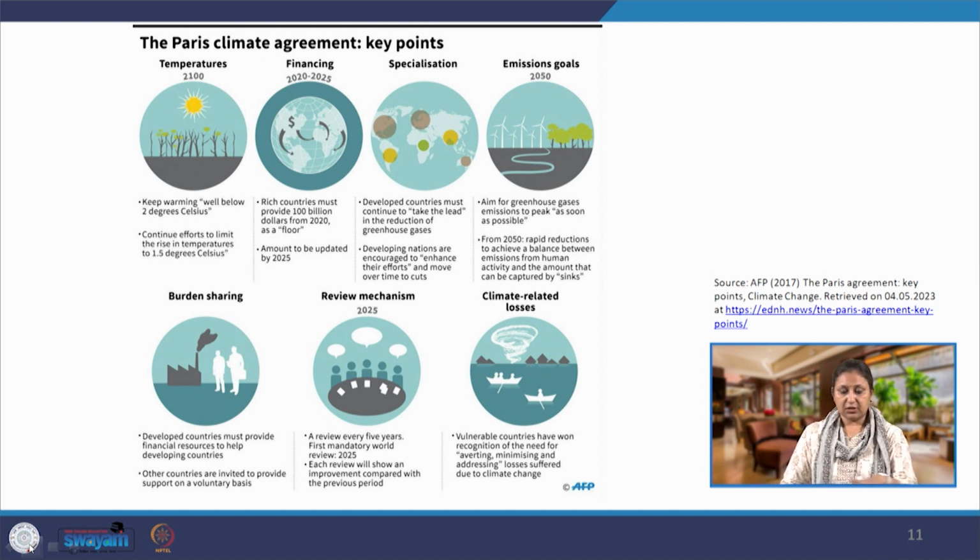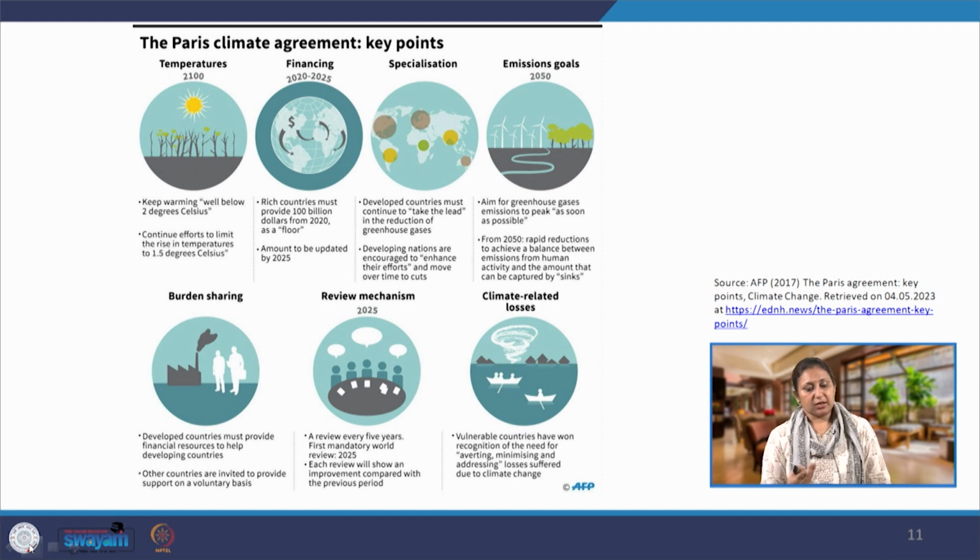So, again further going into the detail, we have already talked about temperatures, but if we look at financing, the Paris Agreement talks about the commitment from rich countries to provide $100 billion from 2022 as a floor to start the activities, and the amount will be updated by 2025. We are not talking about the success indicators, how successful the Paris Agreement has been on each of these indicators, which we will look at later, but not all of these points are being followed fully, or the targets that countries have set for themselves have been met.